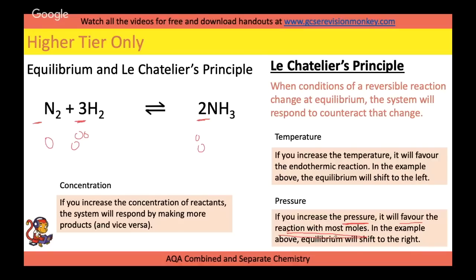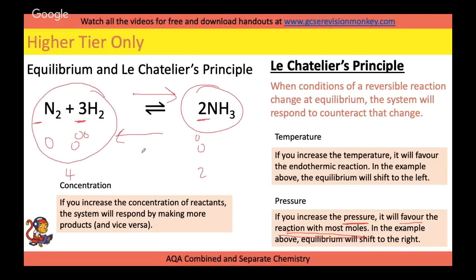So in the example above, the equilibrium will shift to the right because an increase in pressure will favour this reaction, because it has 4 moles altogether compared to 2. So the equilibrium will shift to the right and you will produce more ammonia. If you decrease the pressure, the opposite will happen. The equilibrium will shift to the left and you will produce more nitrogen and hydrogen.